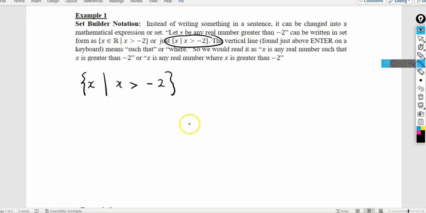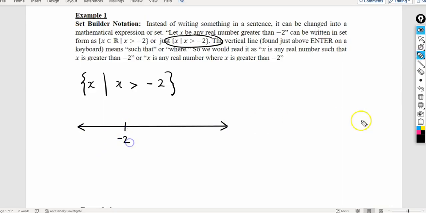And let's do the number line. What would that look like on the number line? Well, first of all, we need to find -2 on the number line. And now we look at this symbol. This symbol does not contain equality. X is all the numbers strictly greater than -2. So we're going to start at, but we are not going to include -2. So I'm hollowing that out. And then X is going to be everything that's greater than -2, that's to the right of -2.